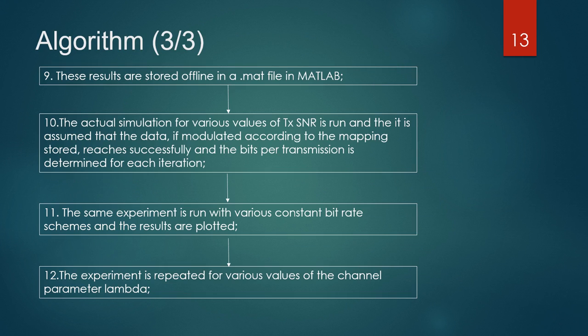All these results of the gamma values are stored offline in a .mat file in MATLAB. These could also be run online, but it would consume a lot of time for every simulation. Then comes the actual part. The actual simulation for various values of the TX-SNR is run, and it is assumed that the data, if modulated according to the mapping stored, reaches successfully at the receiver end, and the bits per transmission is determined for each iteration. Now the same experiment is run with various constant bitrate schemes, and the results are also plotted. The experiment is repeated for various values of the channel parameter lambda.